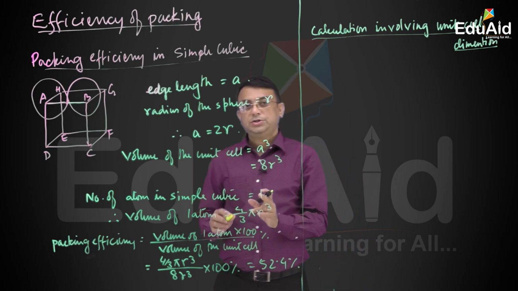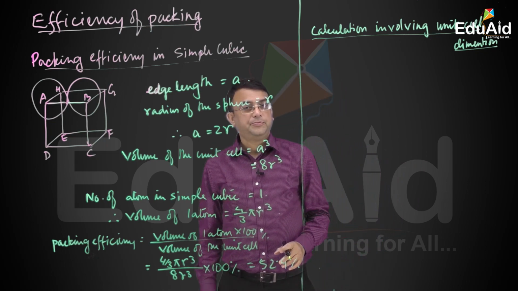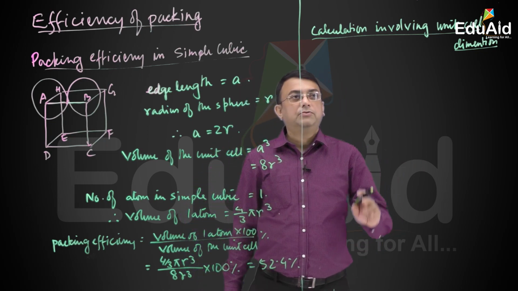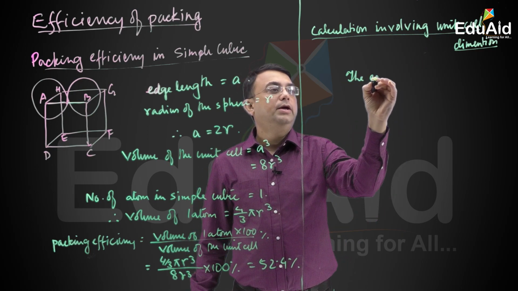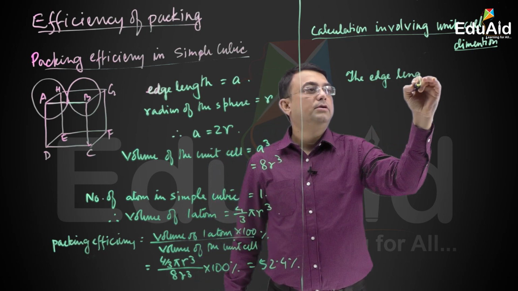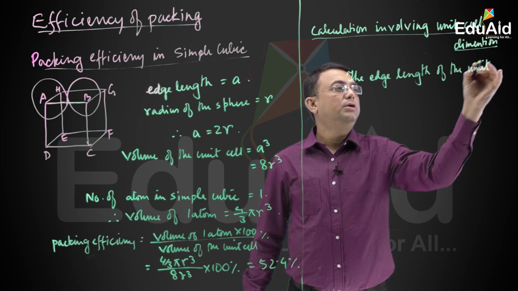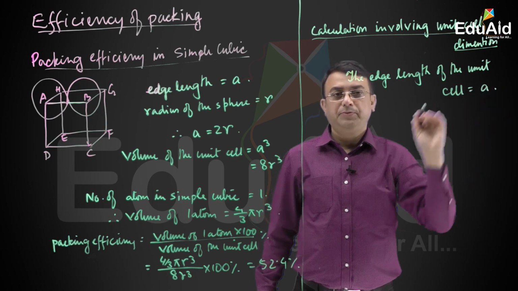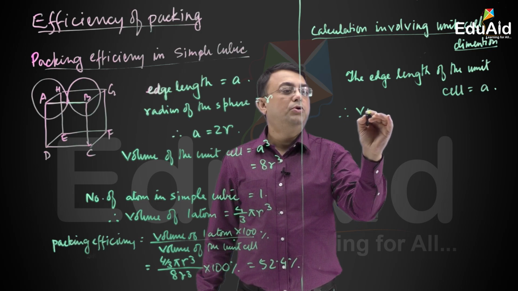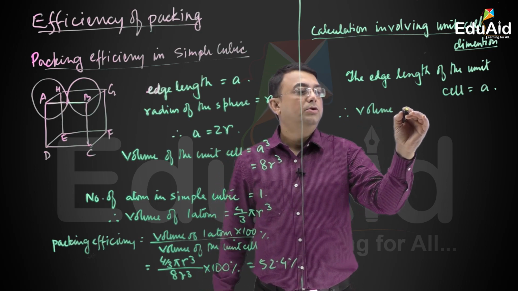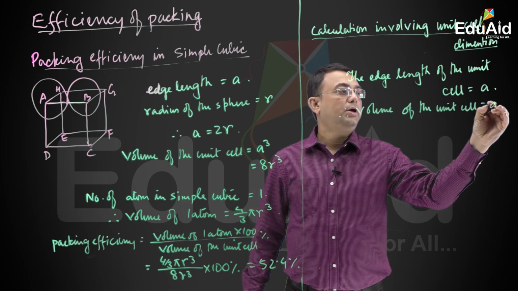Here you will see the relation between the density of the unit cell, edge length and mass of the unit cell. Those are the things we will find out. Now first of all, we know the edge length of the unit cell is equal to A, isn't it? So therefore volume of the unit cell is equal to A cube.